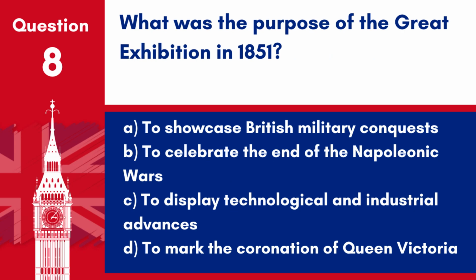Question 8. What was the purpose of the Great Exhibition in 1851? A. To showcase British military conquests. B. To celebrate the end of the Napoleonic Wars. C. To display technological and industrial advances. D. To mark the coronation of Queen Victoria. Answer: C. To display technological and industrial advances. The Great Exhibition of 1851 was organized to display modern industrial technology and design from around the world.